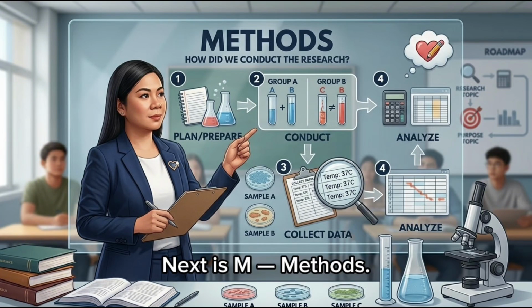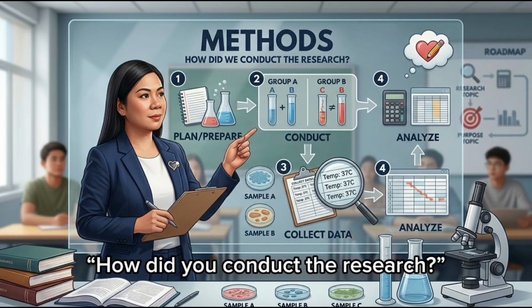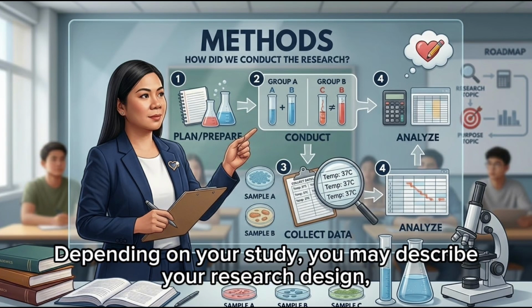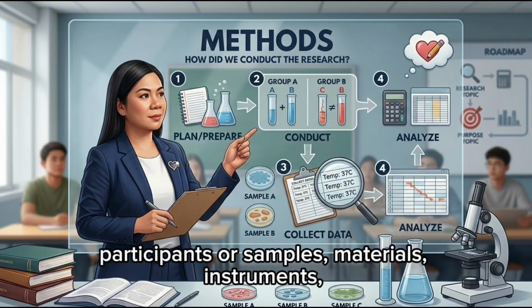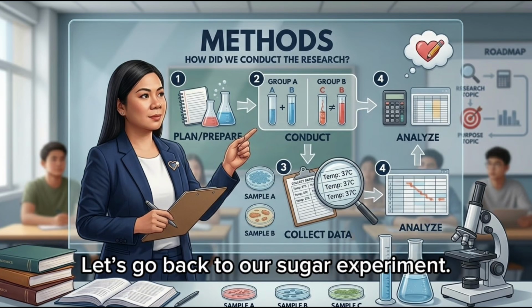Next is M, Methods. The Methods section answers, how did you conduct the research? This is where you explain exactly what you did. Depending on your study, you may describe your research design, participants or samples, materials, instruments, variables, procedures, and methods of data analysis. Let's go back to our sugar experiment.